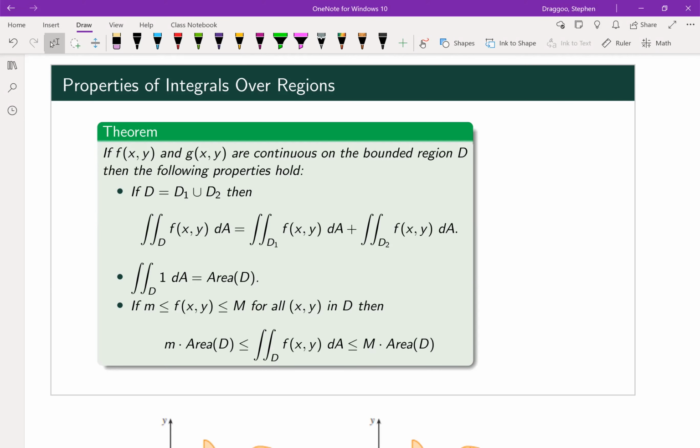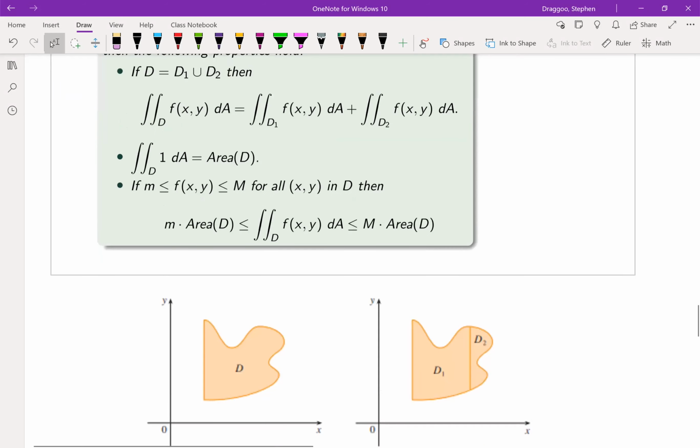So the first one that we're going to look at says that if we have a couple of functions f and g that are continuous on the bounded region D, and D can be split up into the union of two individual regions, then we can split up our double integral into the sum of integrals over those two smaller regions. Let's look at an example of what we mean by that.